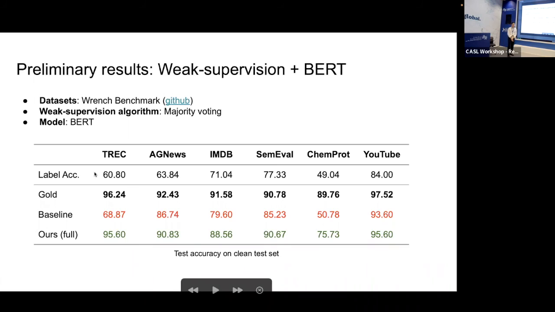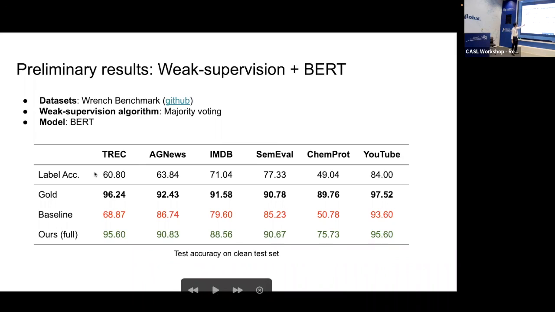A lot of people these days use weak supervision, like Snorkel, for generating training labels very quickly. But because of the nature of weak supervision, the labels are usually very noisy. The first row shows the label accuracy generated by the weak supervision algorithm. The lowest one is about 50%, and the highest one is about 84%. Fortunately, we have access to the gold labels for all these data sets. So the second row shows the performance we get from training our model on the gold labels. This is the upper bound we can achieve with these data sets.